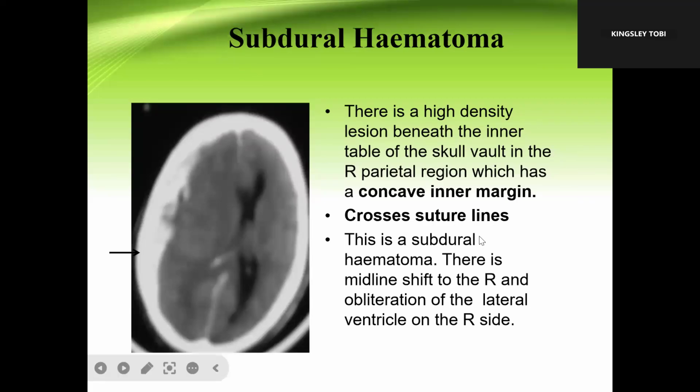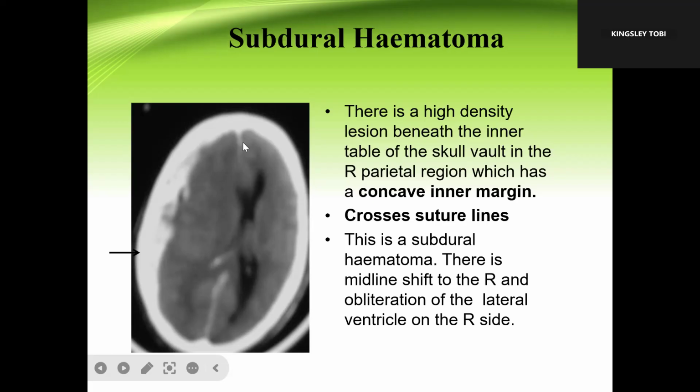So let's look at the subdural hematoma here. There's a hyperdense lesion beneath the inner table of the skull, but the inner layer is concave, unlike the convexity of the epidural. So this is concave, and know that it crosses some suture lines.